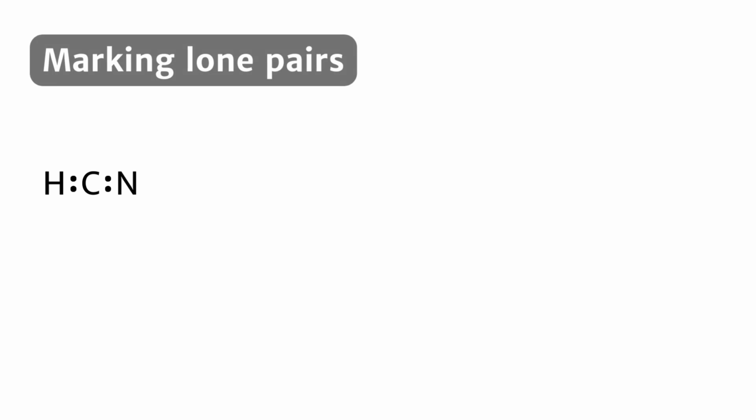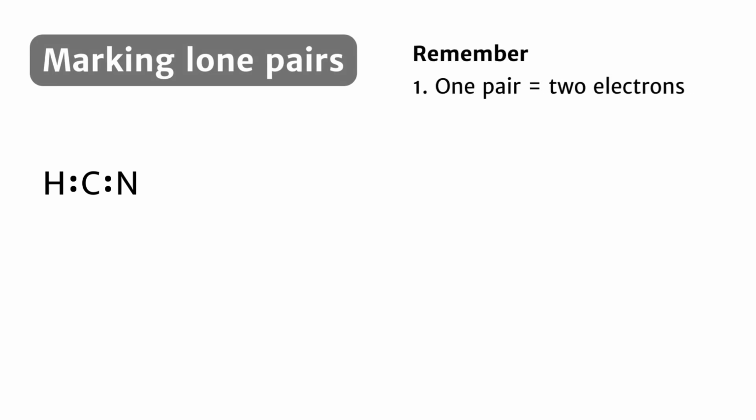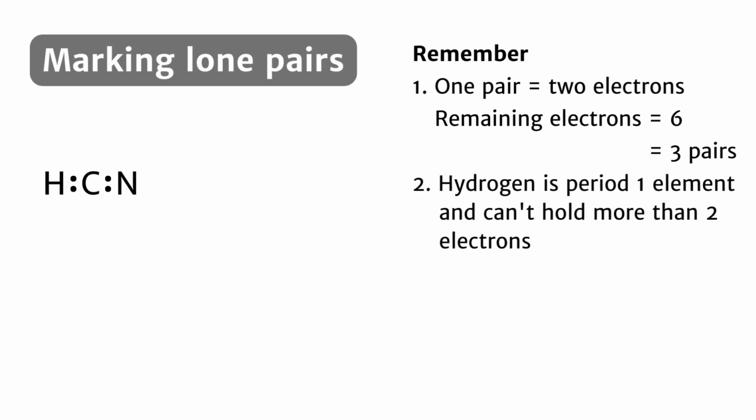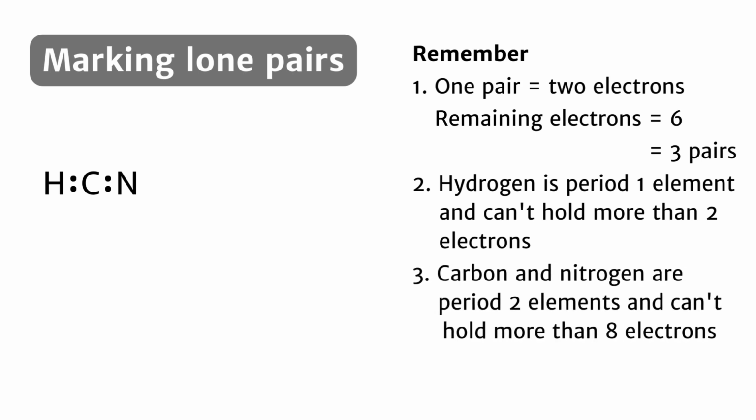Lone pairs consist of electron pairs not involved in chemical bonding, and each pair comprises 2 electrons. With 6 remaining electrons, 3 electron pairs can be formed and marked on the structure as lone pairs. It's also essential to note that hydrogen, a period 1 element, cannot hold more than 2 electrons in the valence shell. Additionally, both carbon and nitrogen, being period 2 elements, cannot accommodate more than 8 electrons in their valence shell.